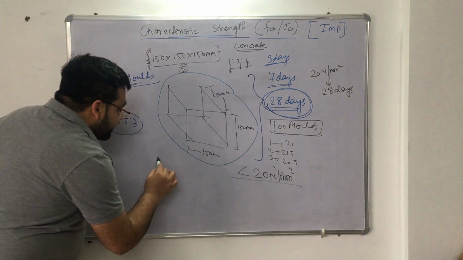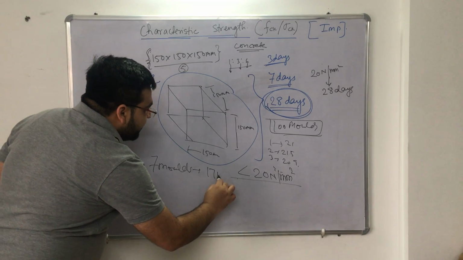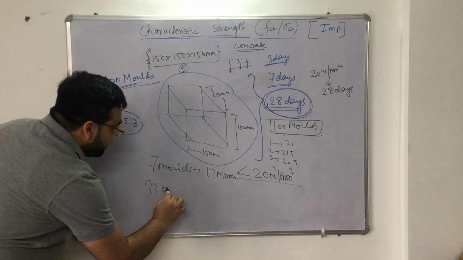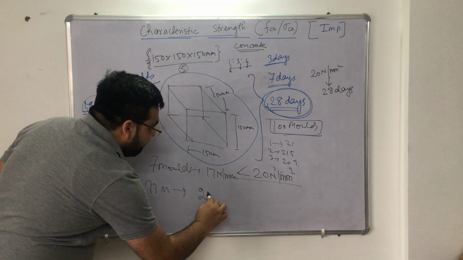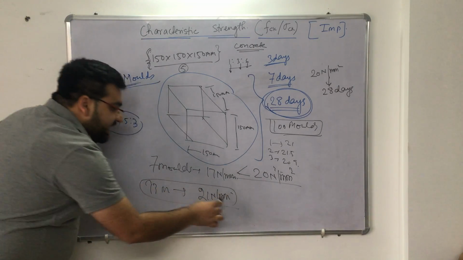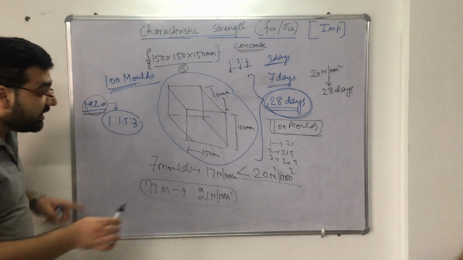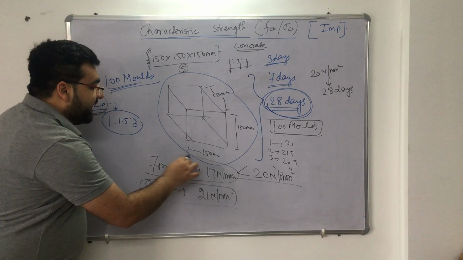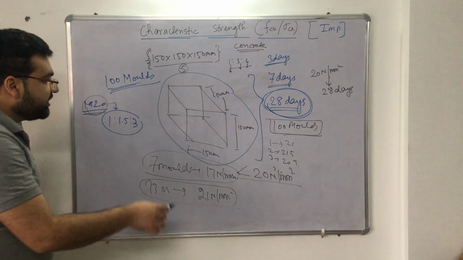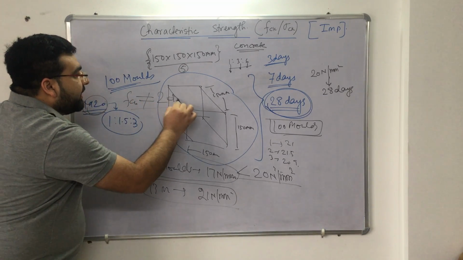If let us say 7 molds have a strength below 20 Newton per mm square, and let us say 93 molds have a strength of, let us say, 21 Newton per mm square. So obviously these 93 molds have passed the test. They have strength greater than or equal to 20 Newton per mm square. But the 7 molds, they have failed the test. So at that point of time, for these 100 molds, the fck will not be equal to 20 Newton per mm square.